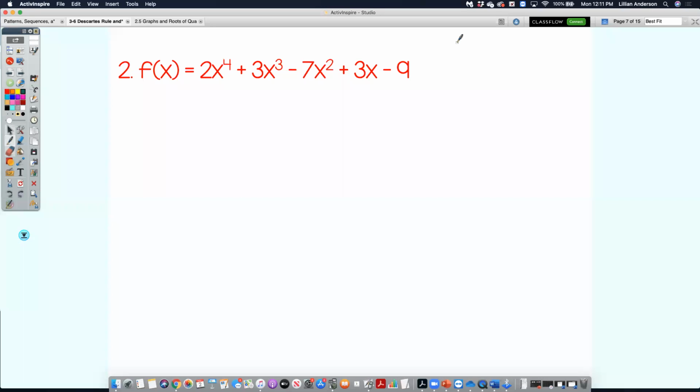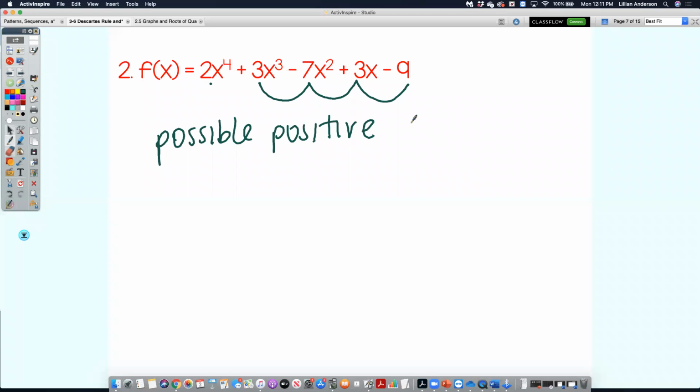So again, number 2, I look to see if it changes. Starting from here, does it change? Does it change? So from the original, my possible positive real zeros are going to be 3 or 1, because you count down by 2s once you find your maximum.